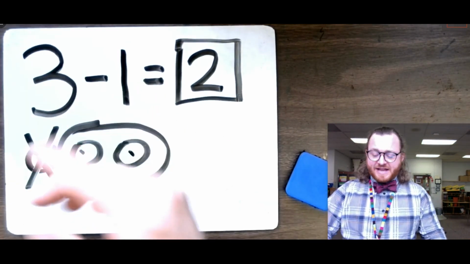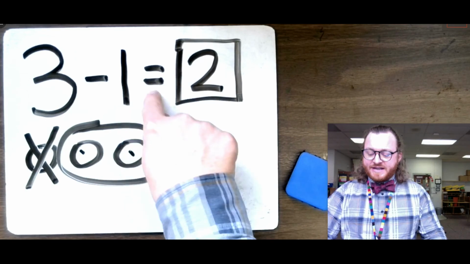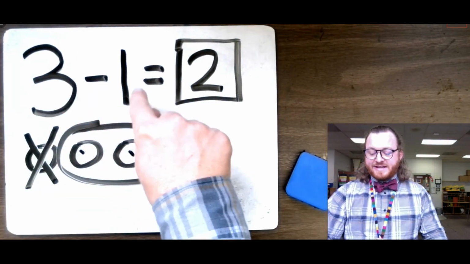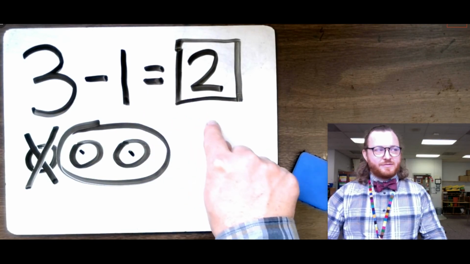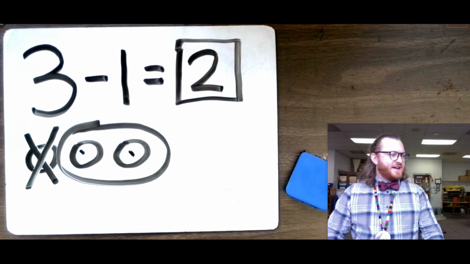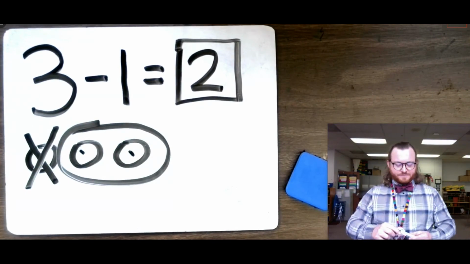You could also say 3 take away 1 equals 2. You could also say 3 minus 1 is the same as 2. Remember, the equal sign means same as. Very nice. Show me your board when you're done with that one.